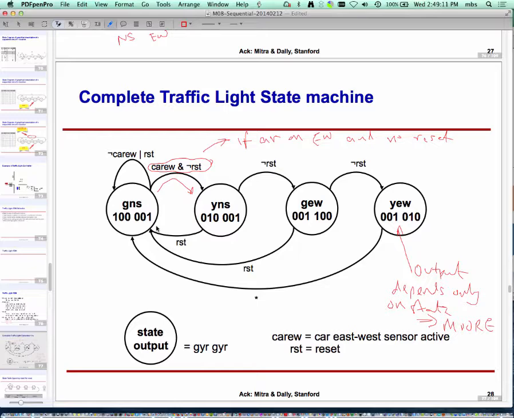Which one? The one from yellow east-west to green north-south. Oh, this one? This basically says you spend a clock cycle here and then unconditionally move. Yeah, the star is a way of saying under any condition.